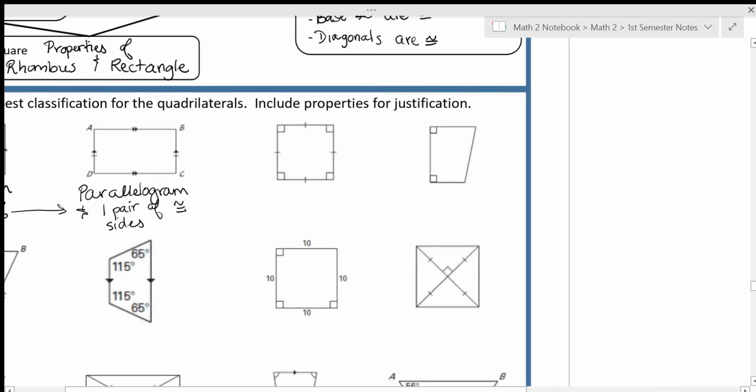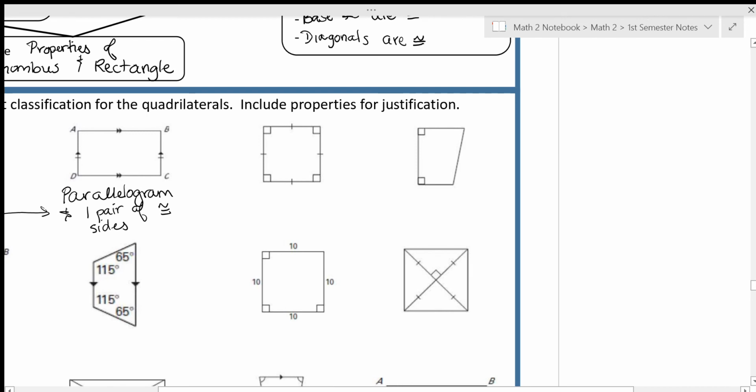Okay, on the next one, we have four congruent angles and four congruent sides. So we look, four congruent angles is a property of rectangles, and four congruent sides is a property of rhombuses. So because it has a property of both a rhombus and a rectangle, then we have to call this a square, because that is the only shape that has all sides congruent and all angles congruent.